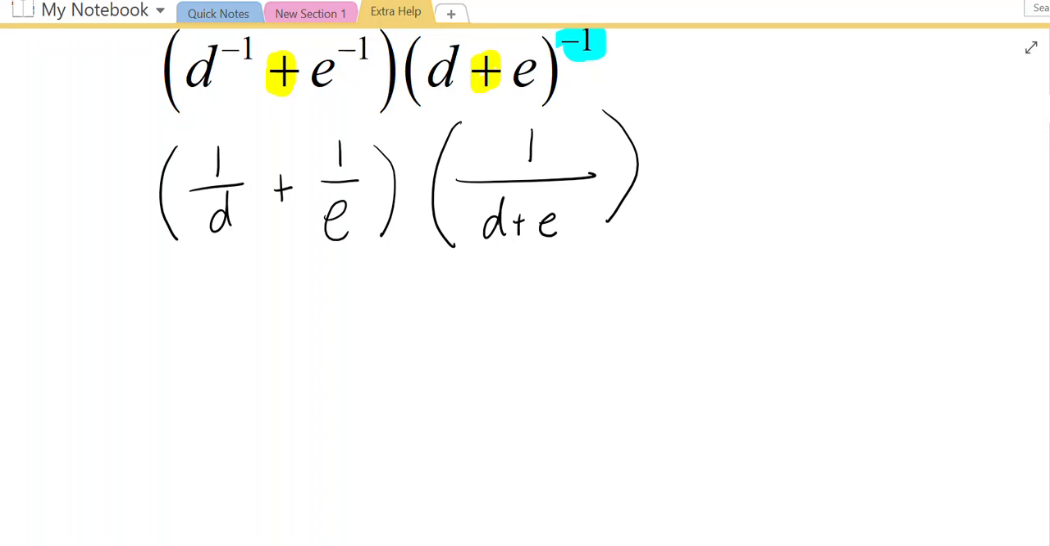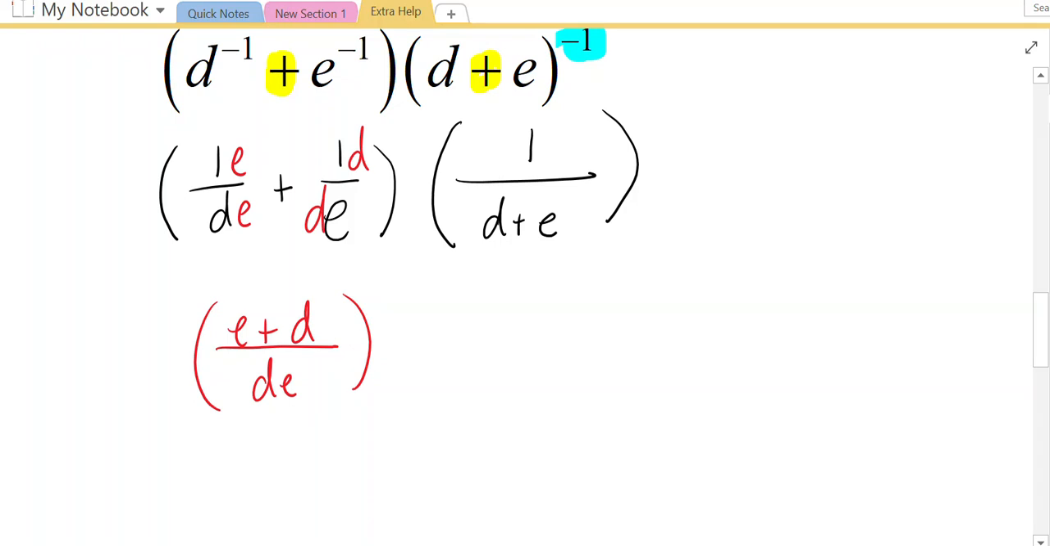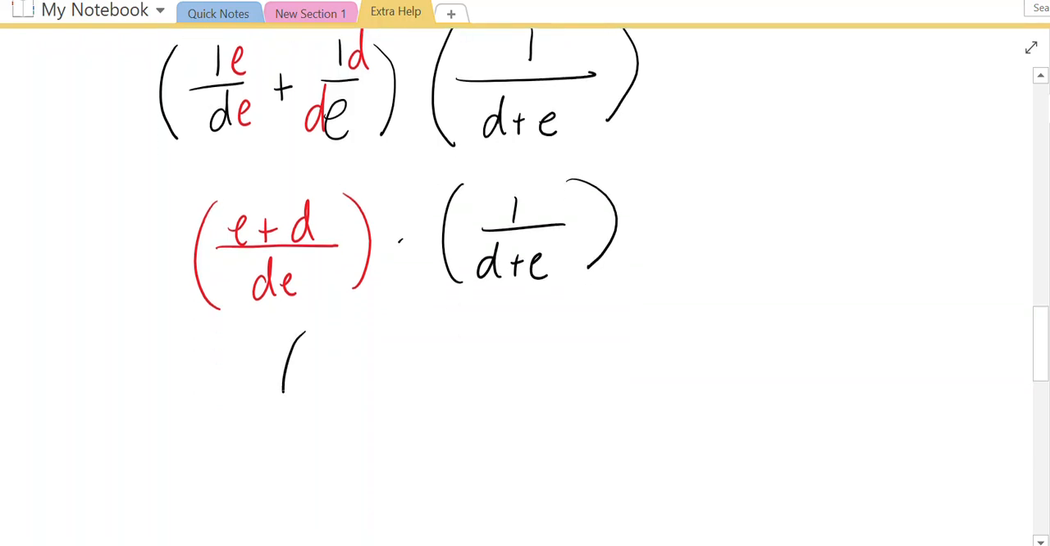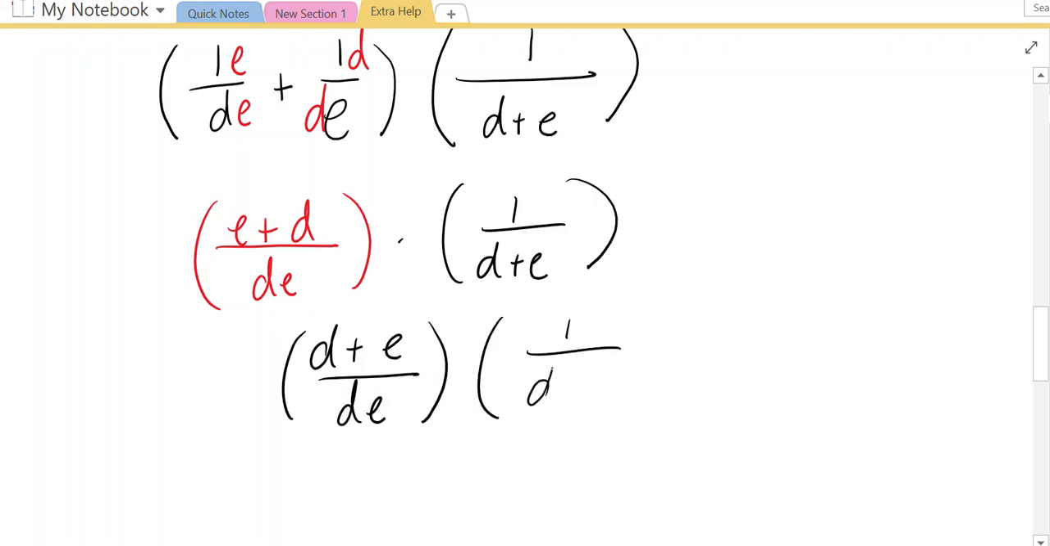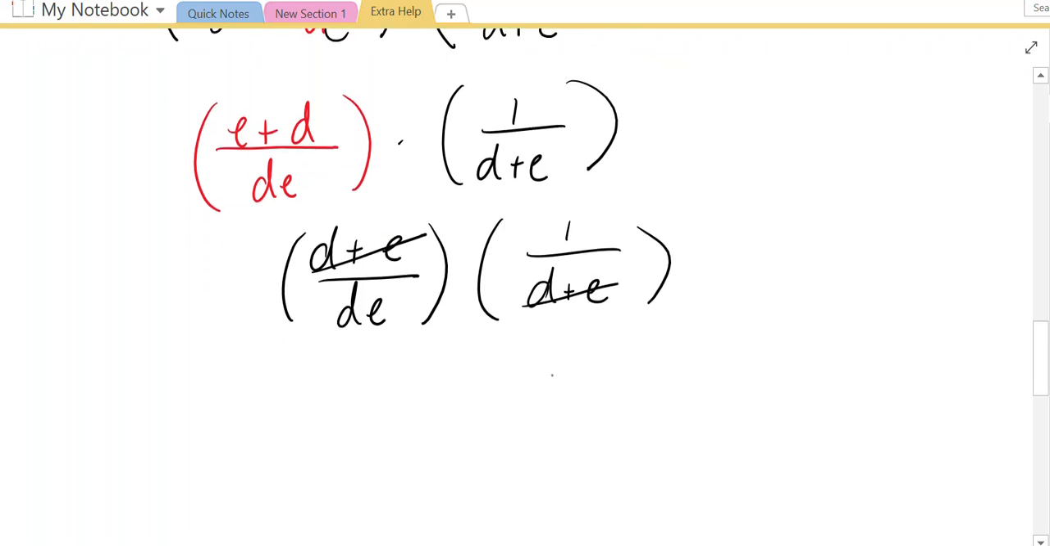Now, in order to add 2 fractions, I need a common denominator, which means this guy needs an e on top and bottom, and this one needs a d. And so I have e plus d over de, times 1 over d plus e. Now, e plus d and d plus e really are the same thing because addition is commutative. I can add in either order. And what you can see now is that d plus e on the top and bottom cancel.